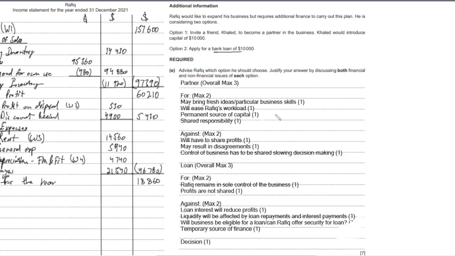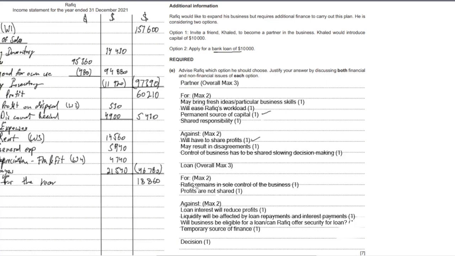Again, using financial, non-financial. So, non-financial: a partner may bring fresh ideas and skills. Very obvious, right? That's why I didn't spend too much time discussing it. Will ease Rafiq's workload, permanent source of capital, shared responsibility. Now that's financial, of course. Against having a partner, we'll have to share profits. That's financial. May result in disagreements. Control of business has to be shared. And the other two are non-financial. Very easy to think of, right? 7 marks may look like a lot, but they're not in these types of questions.